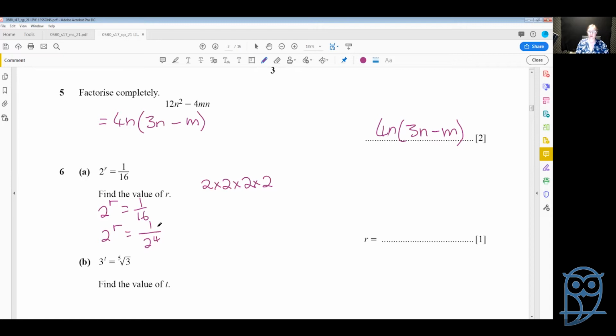Now we need to bring this number to the top. So that means it's going to become negative. So we have 2 to the minus 4 over there. So now, since we have the base the same, we need to make our exponents the same. So our r is then minus 4.